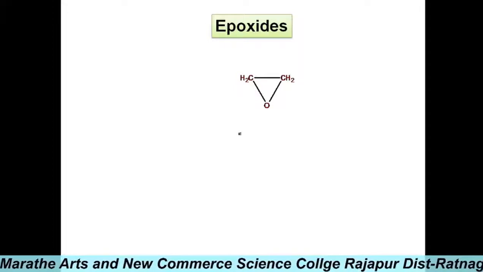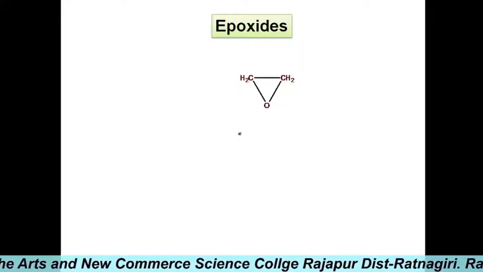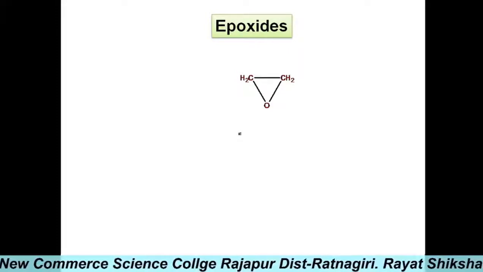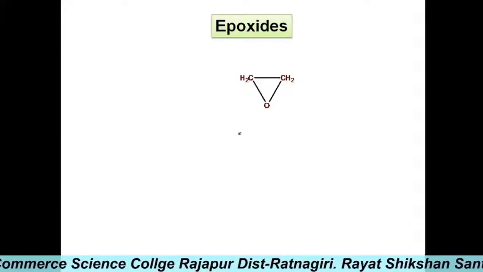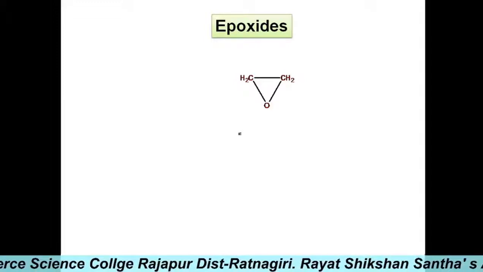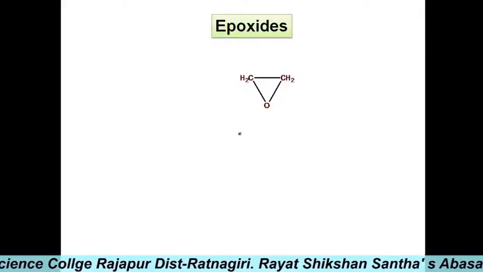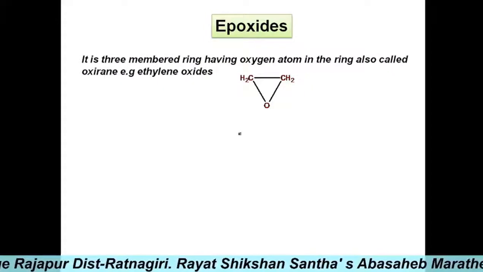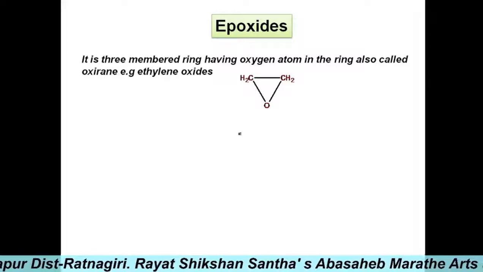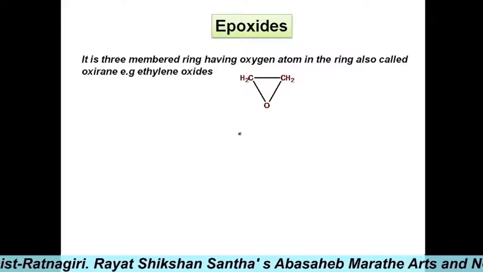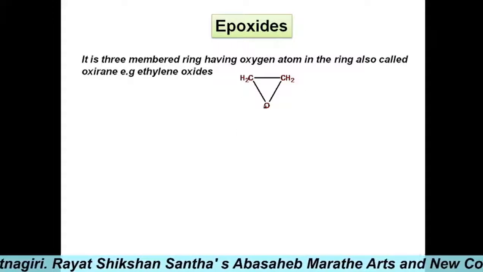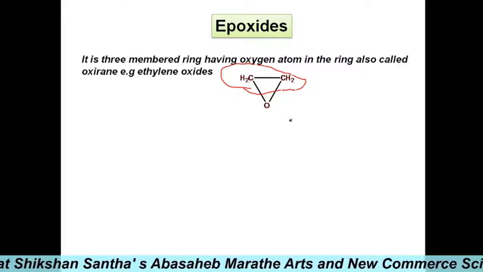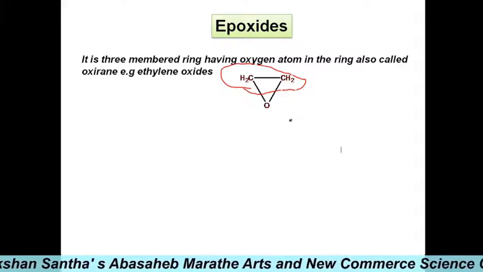Today's lecture, we are going to discuss a new topic, epoxides. Epoxides are three-membered heterocyclic rings having an oxygen atom in the ring. The most important epoxide is ethylene oxide, also known as oxirane.